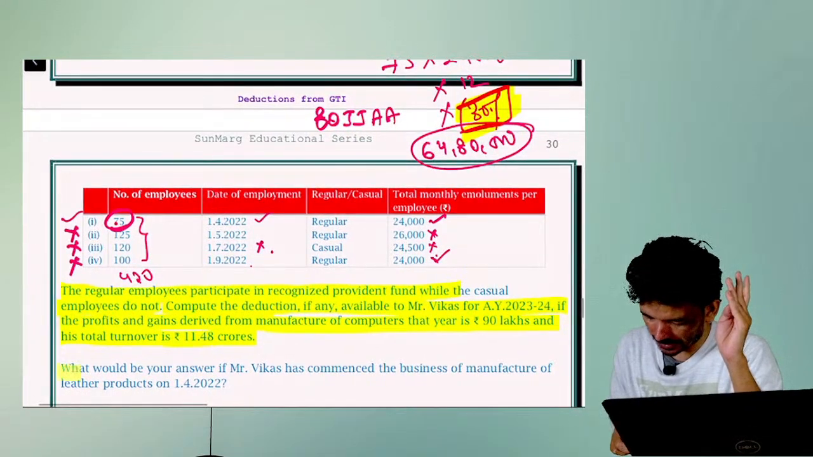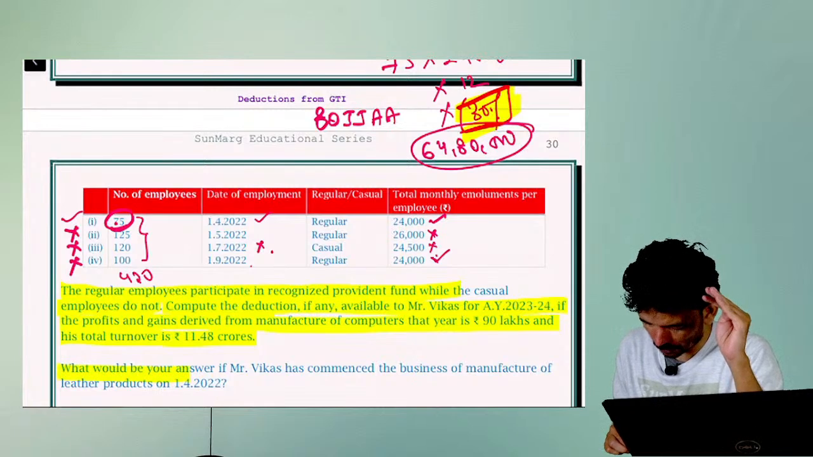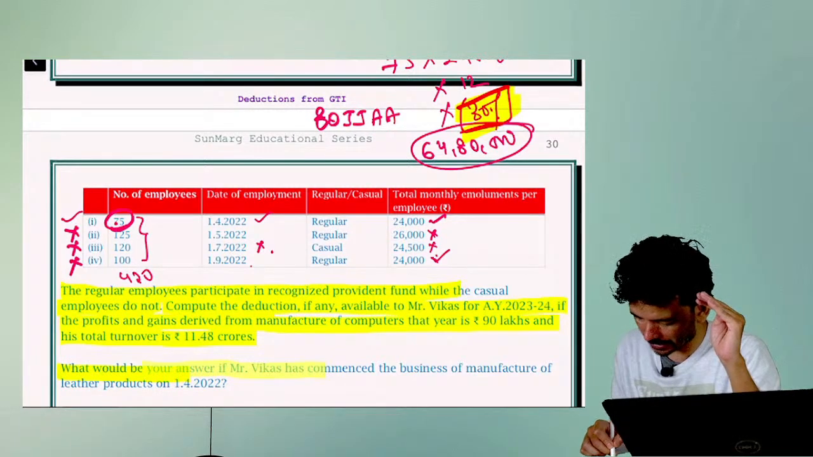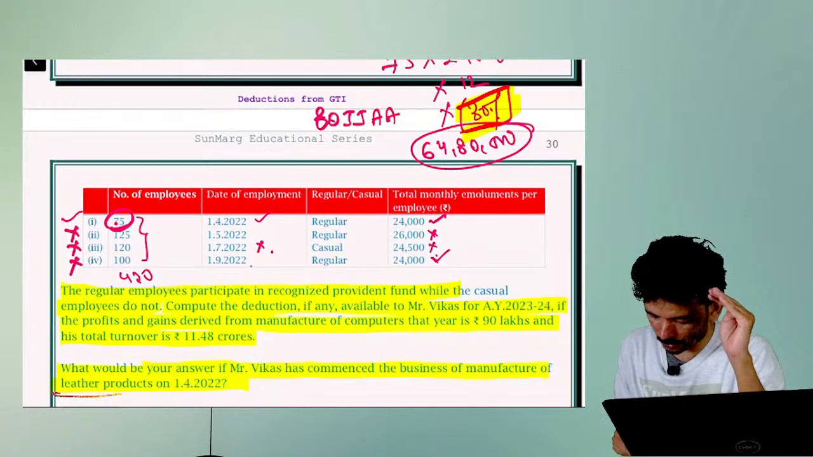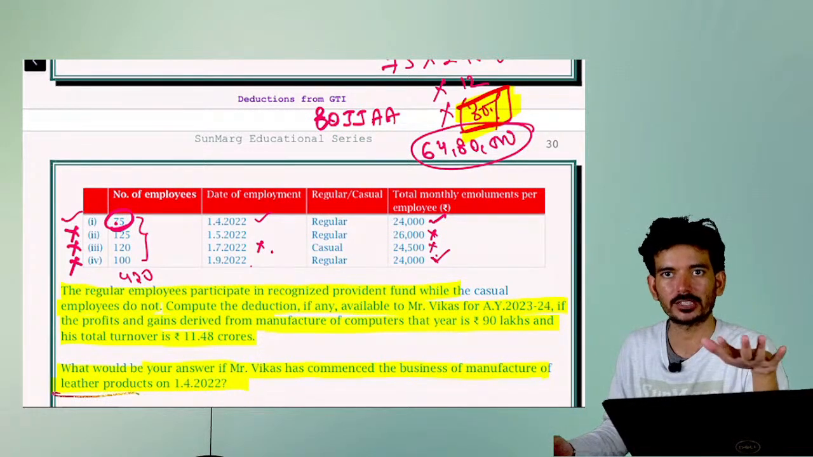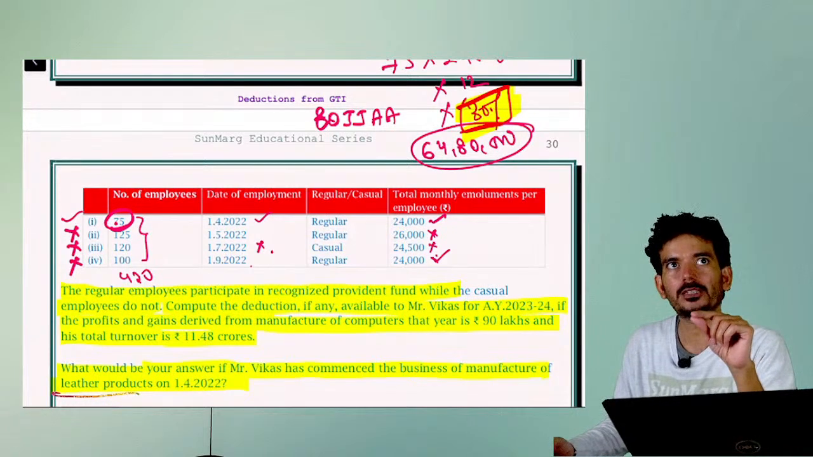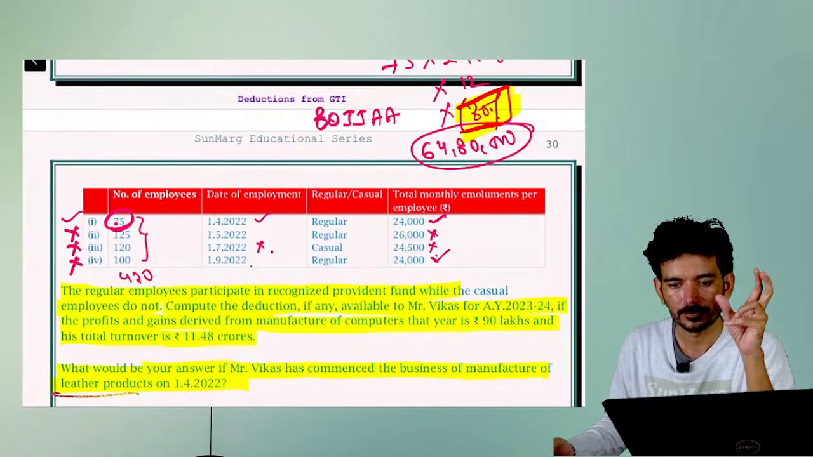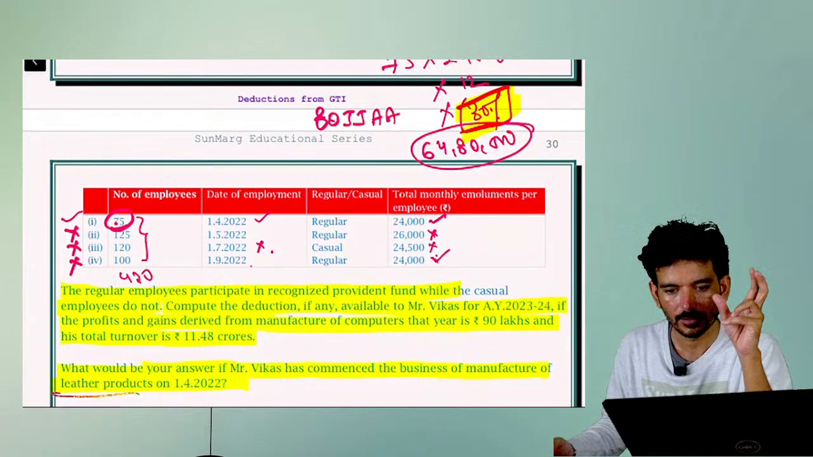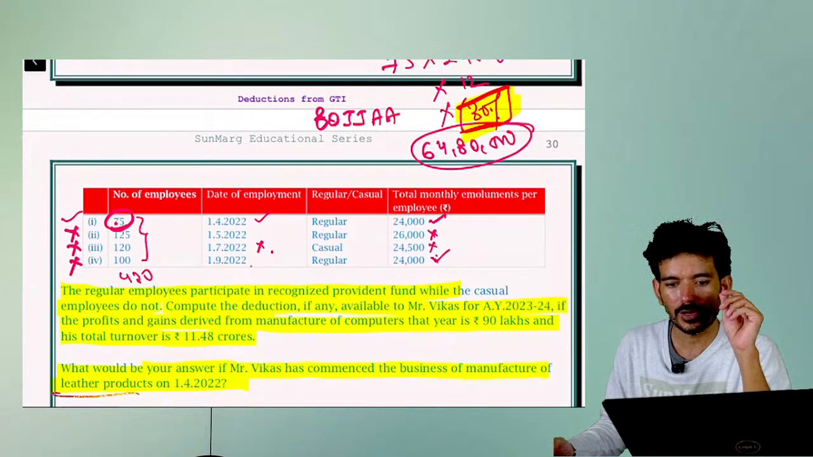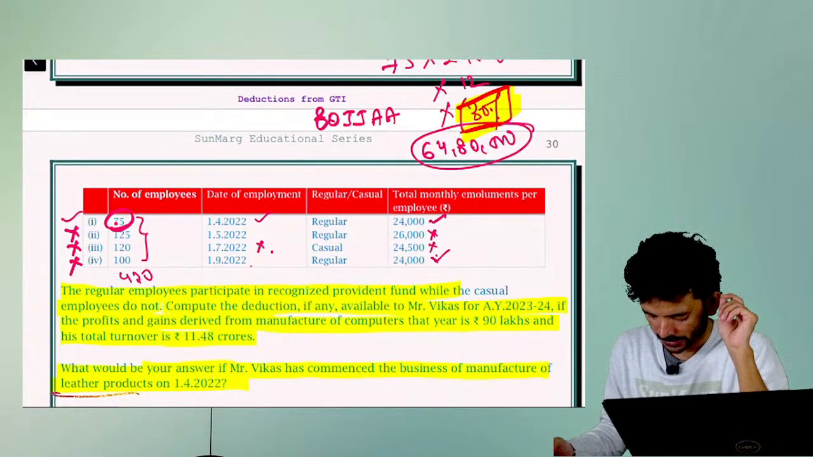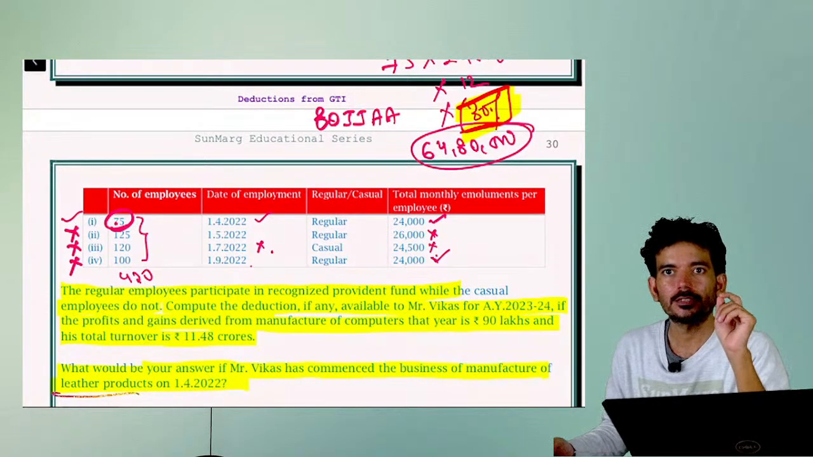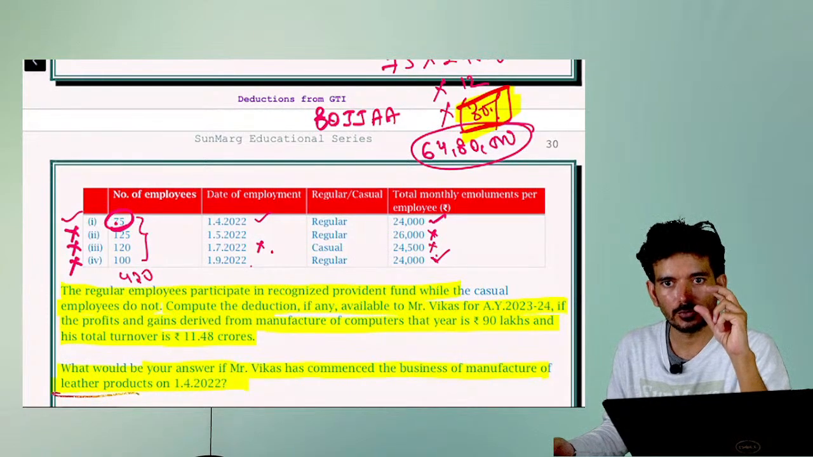What would be your answer if Mr. Vikas has commenced the business of manufacturing of leather? For leather, I told you it is a seasonal business for manufacturing sector. So for leather business you will substitute 240 days with 150 days.